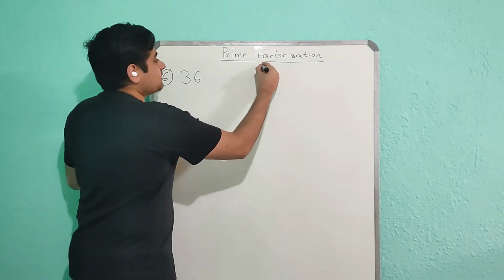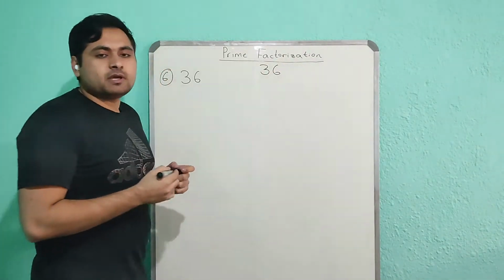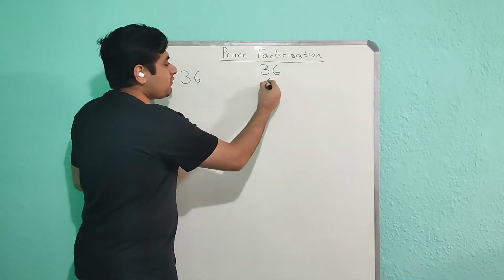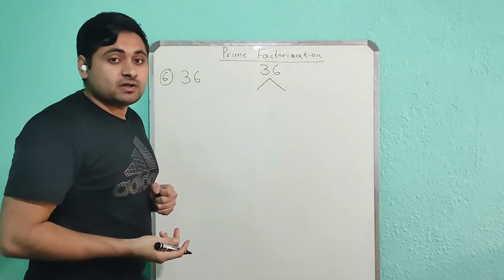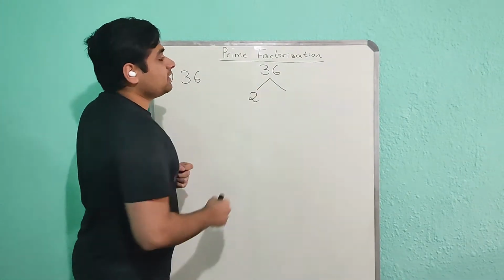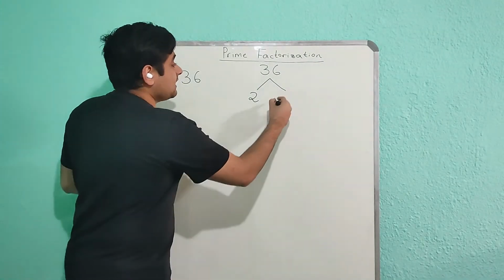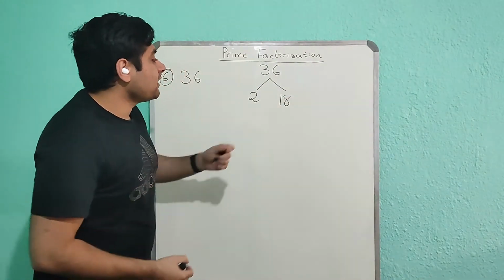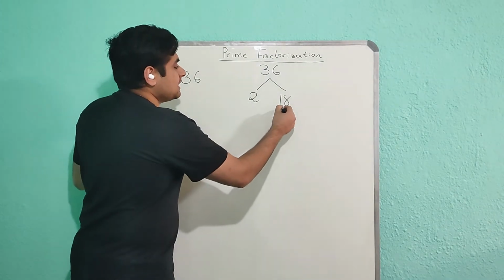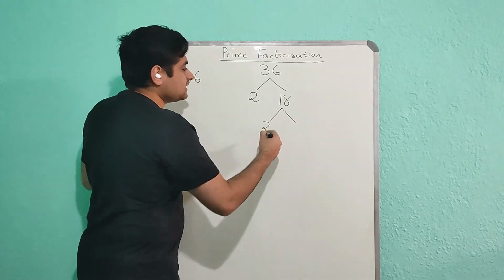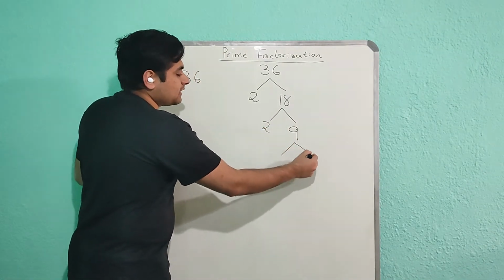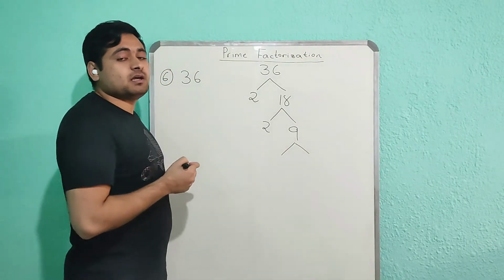So, what are the prime factors of 36? As you can see, 36 is an even number. So, it's either divisible by 2, 4, 6 or 8. But we need to first take the smallest divisor. The smallest divisor is 2. What is 36 divided by 2? That's 18. Again, 18 is an even number, so it's divisible by 2, 4, 6 or 8. The smallest divisor is 2. What is 18 divided by 2? That's 9. Now, moving on to 9, we can see 9 is not an even number, but an odd number.